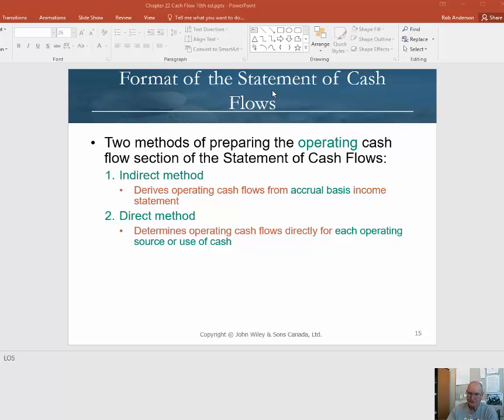Now, the indirect method starts with net income. So with that $1 million net income, we just say, okay, I'm going to start with $1 million. And then I'm going to adjust that for cash. So I'm going to say, well, what part of that $1 million was an accrual and I didn't really get or pay cash? And because we start with net income, everything that we do to get to cash from operating activities is an adjustment to net income.